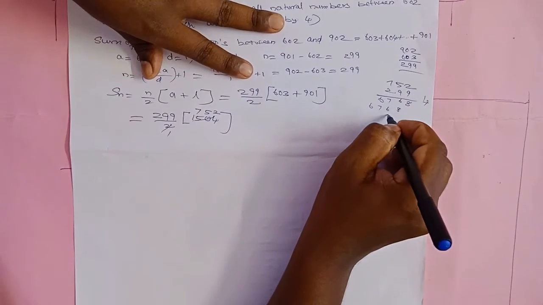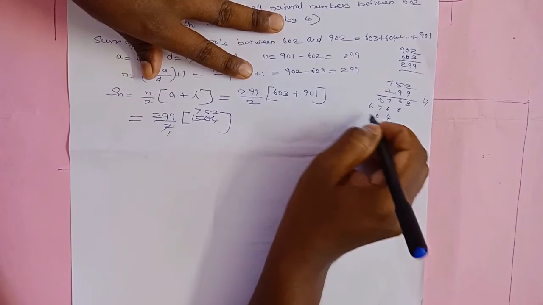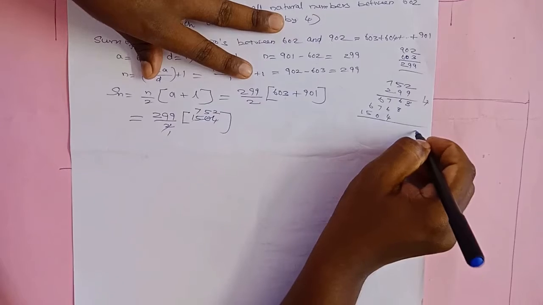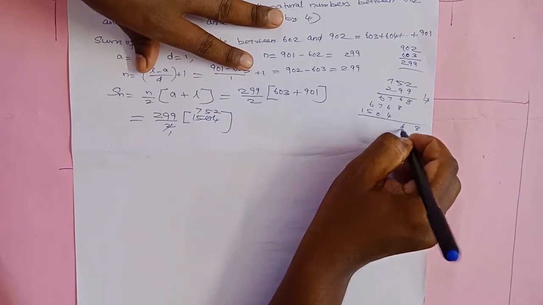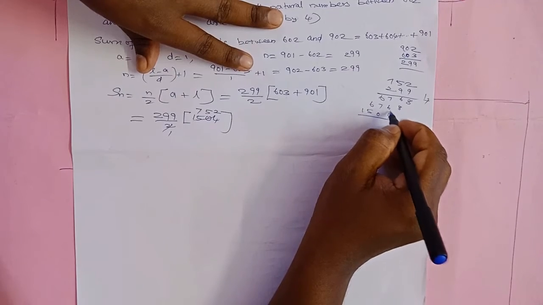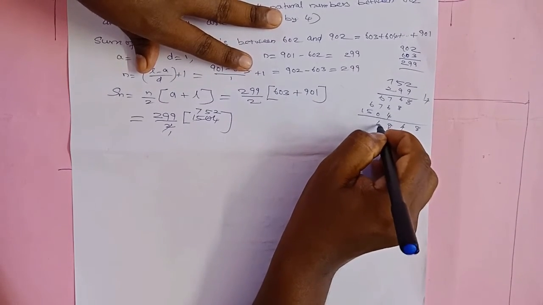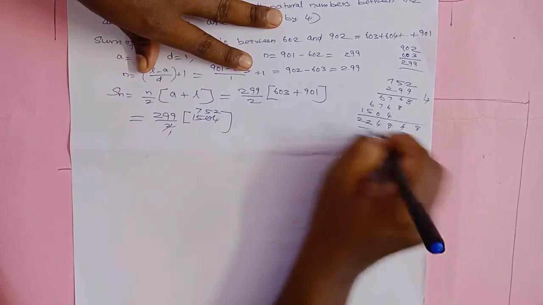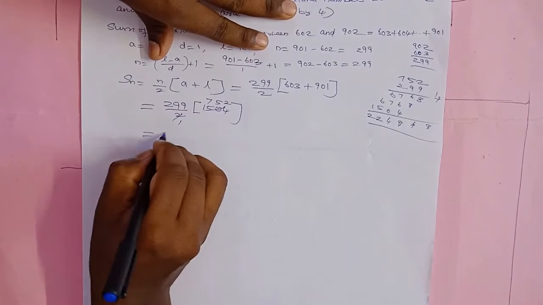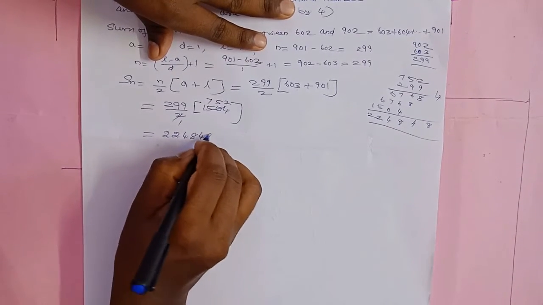Multiply by 2. 2 2s are 4. 2 5s are 10 remaining 1. 2 7s are 14 plus 1 is equal to 15. So 8 plus 6 equal to 14, 4 remaining 1. 8 plus 6 14 plus 4 is equal to 18 remaining 1. 7 plus 7 is equal to 14 remaining 1. 6 plus 6 is equal to 12 remaining 1. 1 plus 1 is equal to 2. So the answer is 224,848.